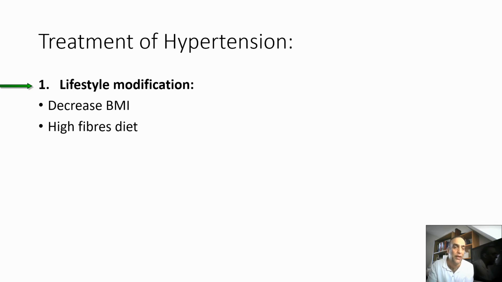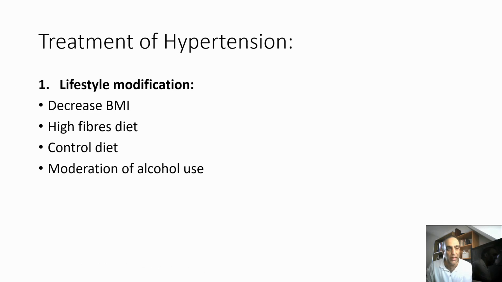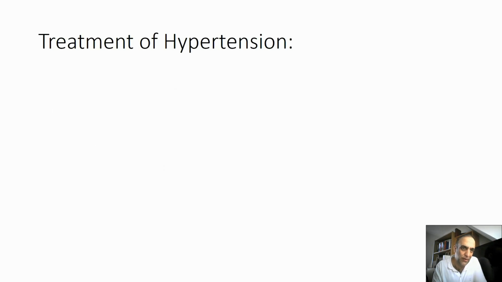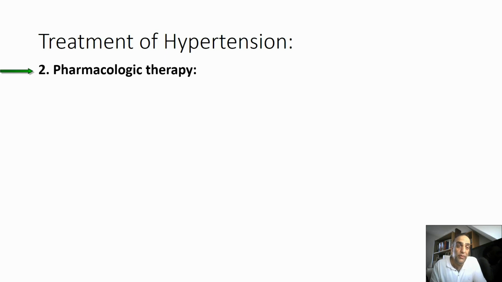A high fiber diet also helps control the diet, because with the control of diet, BMI or body weight can be decreased. And moderation of alcohol use, because alcohol also increases body weight, but the main important thing is it can affect the kidney, liver, and vessel. The second treatment of hypertension is pharmacologic treatment or therapy.